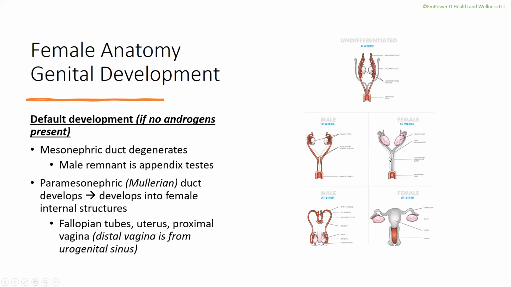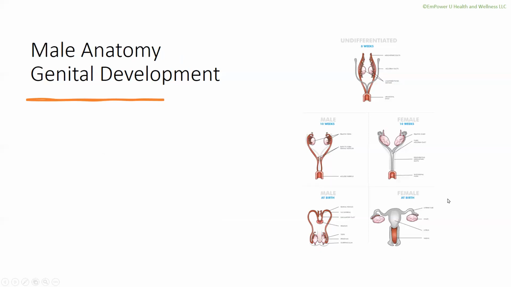So things like fallopian tubes, uterus, the proximal vagina. The distal vagina actually will come from the urogenital sinus. So the distal vagina comes from different tissue, not the same tissue. So you can see here the gray structure, the gray structure here, the gray structures here. That's what they're developing into.